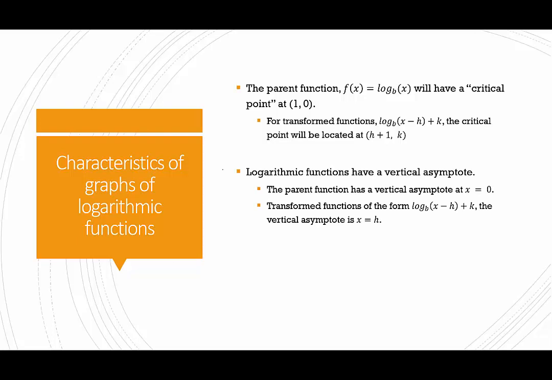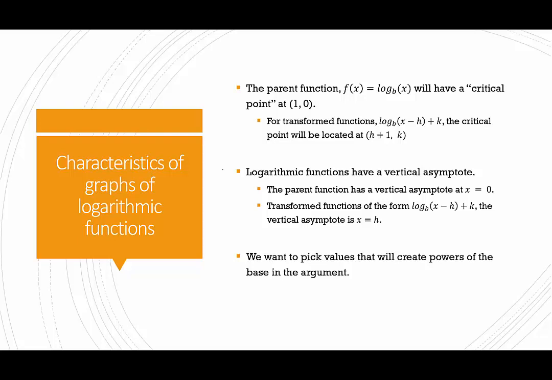Logarithmic functions have a vertical asymptote. The parent function would be at x equals 0. Our transformed function will be at x equals h. So we're going to see a vertical asymptote at x equals h. And we want to make sure that we create a table of values where we pick x values that are powers of the base, because the argument is the x value. So that's what's really important here.